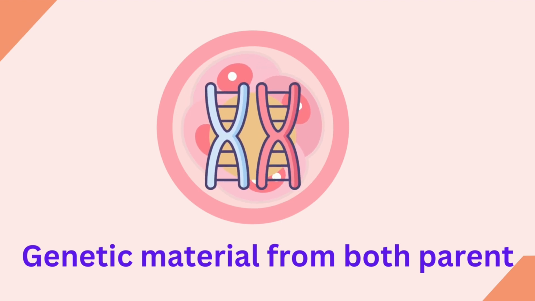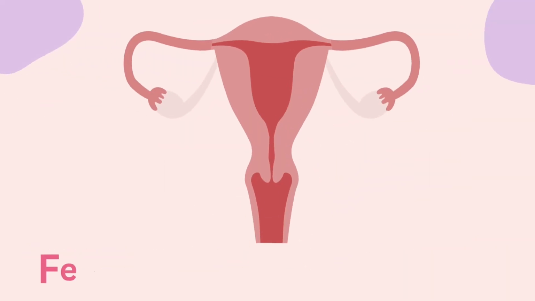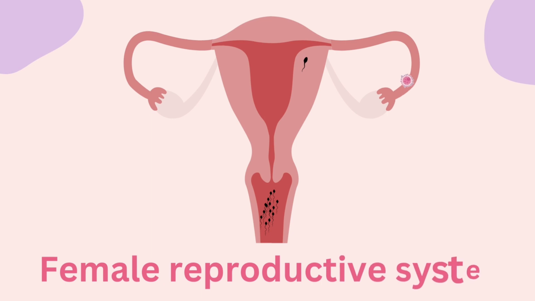After fertilization, the zygote undergoes several divisions as it travels down the fallopian tube towards the uterus. Once it reaches the uterus, it attaches itself to the uterine lining in a process called implantation.